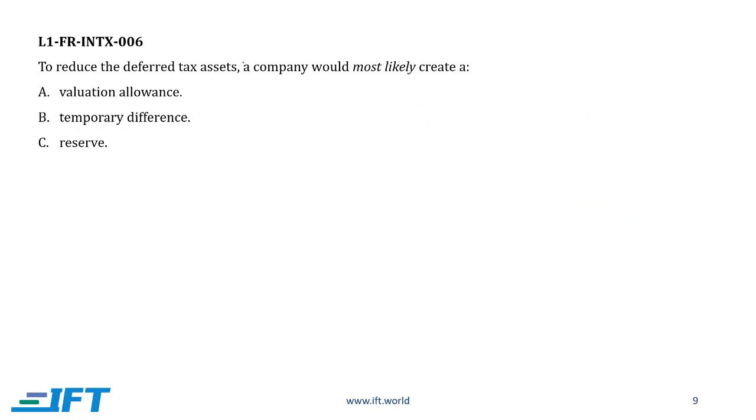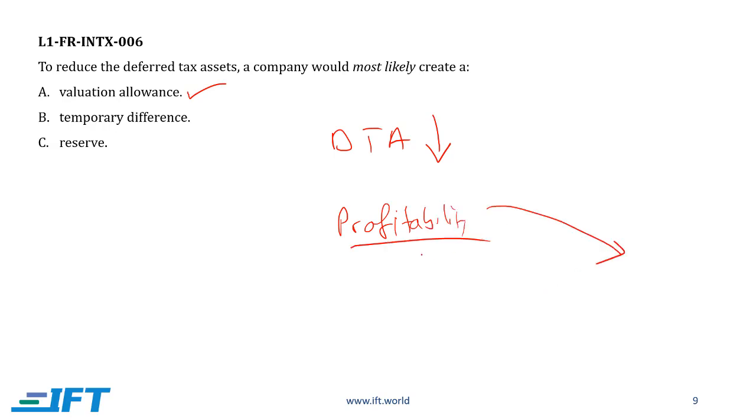Question number 6. To reduce the deferred tax asset, a company would most likely create a valuation allowance. Why would a company want to reduce deferred tax asset? Yeah, so we are forecasting the future profitability. What is happening to our profitability? It's going down. If profitability goes down, what happens to your losses? Losses obviously increase. Do we pay taxes when we have loss? We don't pay tax. So we are not paying taxes when we are incurring losses. So there is no use of deferred tax assets.